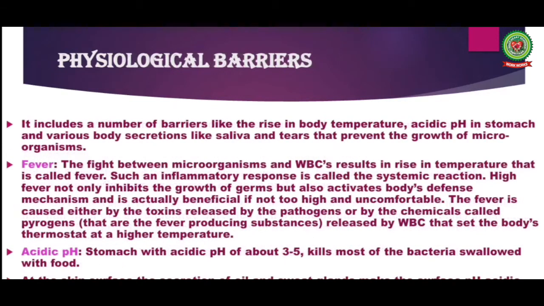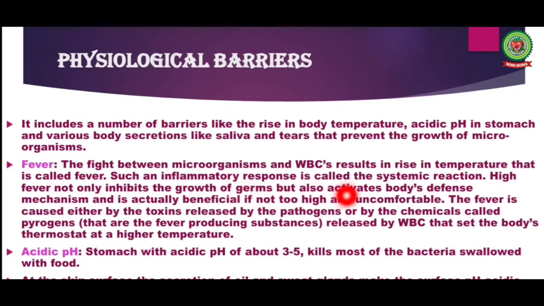Next, we'll be discussing physiological barriers. They include a number of barriers, including rise in body temperature, the acidic pH in the stomach, and various body secretions like saliva, tears, etc. that prevent the growth of microorganisms. So first of all, talking about fever. When there is a fight between microorganisms, meaning the pathogens which cause the disease, and WBCs, it results in a rise in temperature, and this condition is called fever.